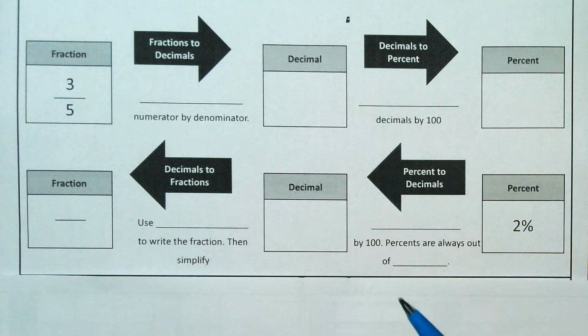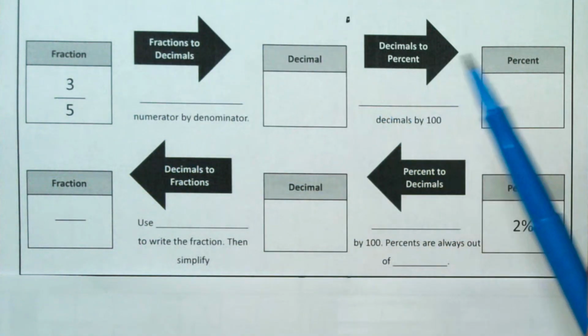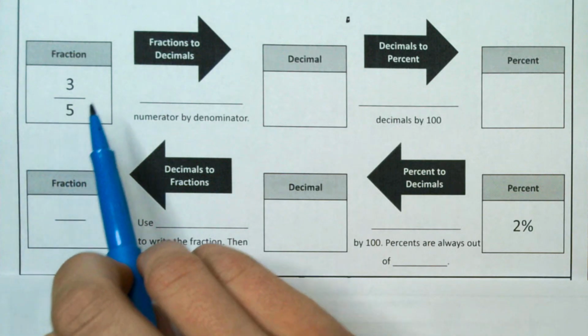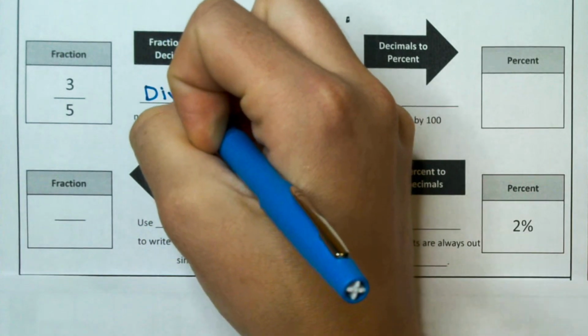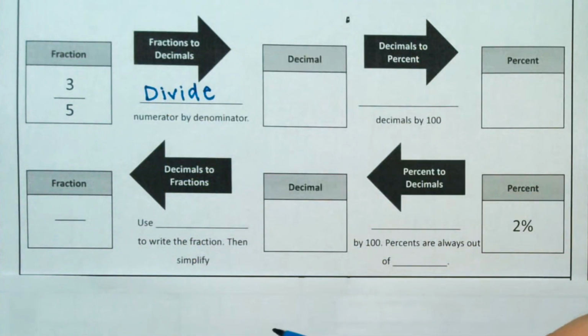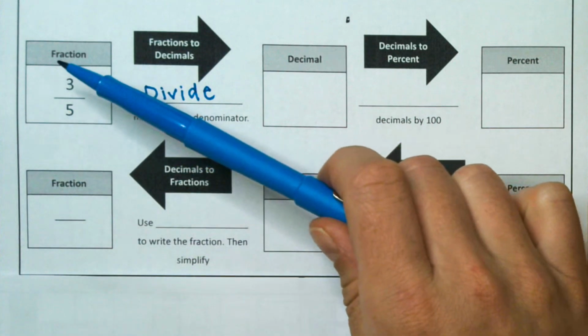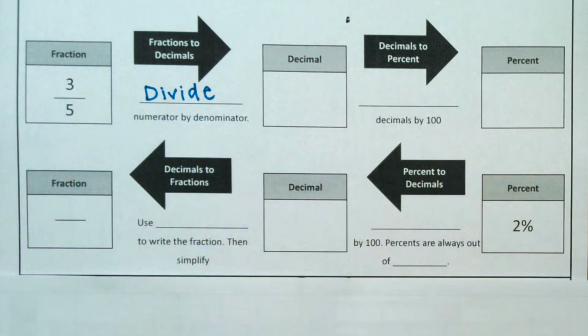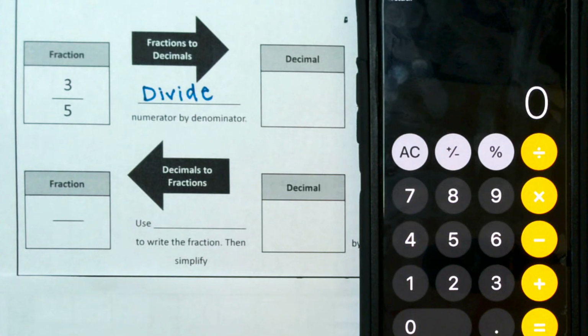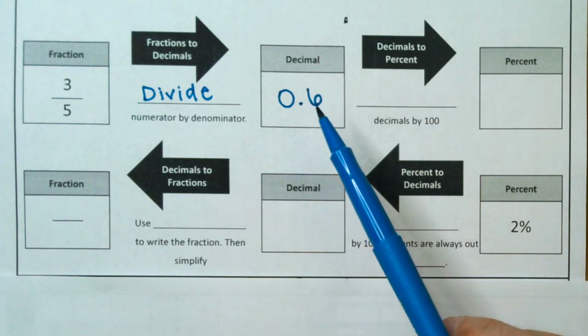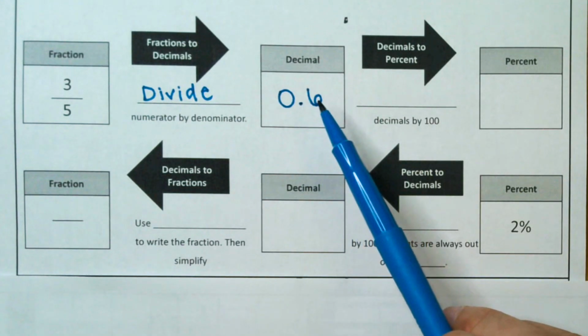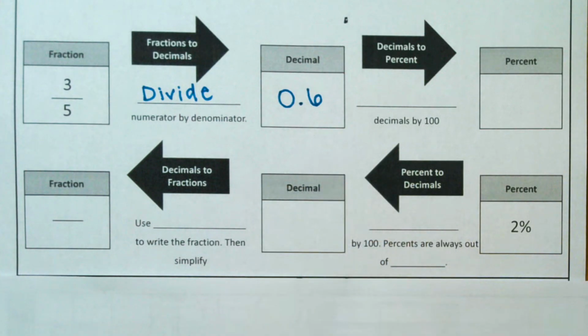Like our learning target mentioned, we're converting fractions, decimals, and percents. To convert fractions to decimals, we are going to divide our numerator by our denominator. In other words, 3 divided by 5. When I do 3 divided by 5, I get 0.6 as my decimal. Let's write that in. Another way to say this is 6/10. The first number to the right of the decimal is the tenths place.